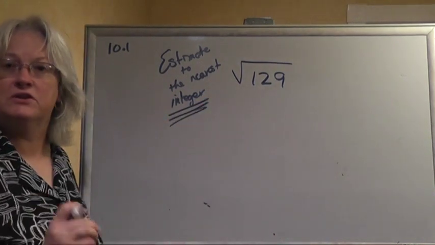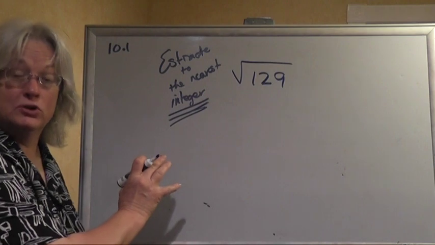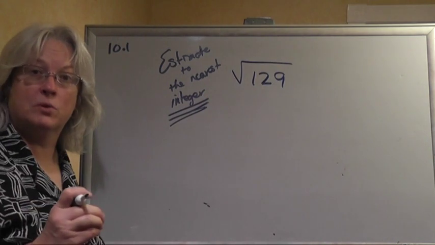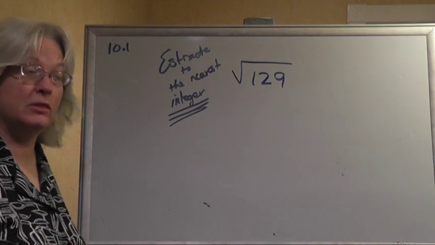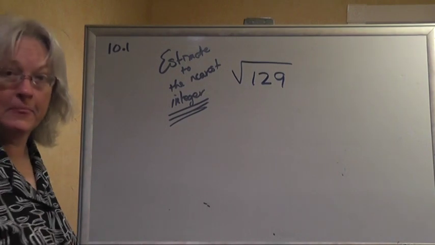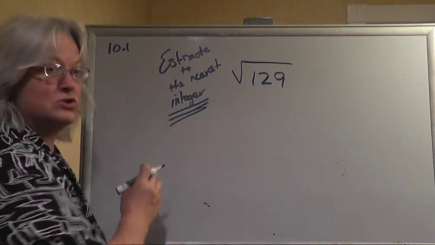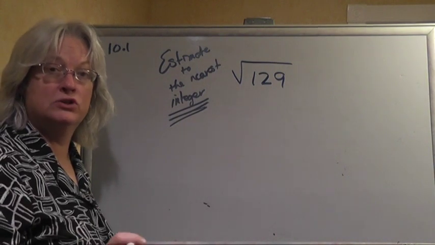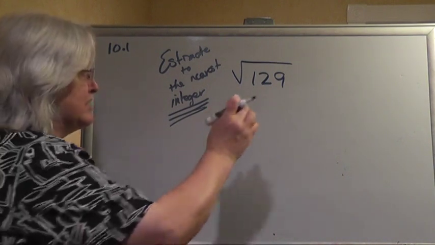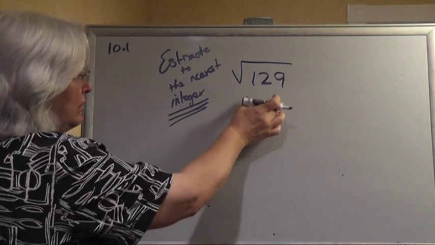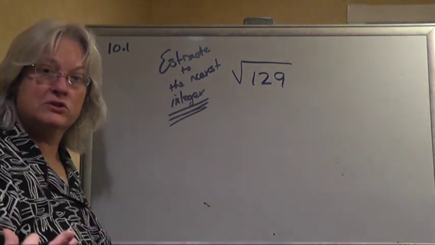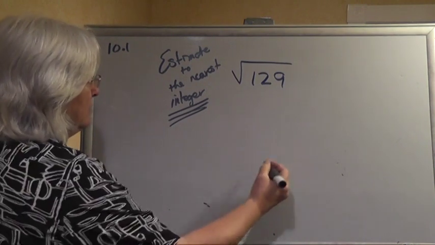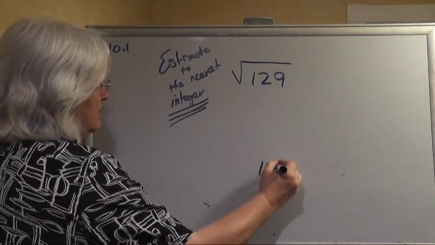The difference here is that they're asking you to estimate to an integer. What we did with the square root of 7 initially was it asked you to estimate to the nearest tenth. You have to use a calculator for that. With the integers, you simply use your knowledge of perfect squares. And you're looking for a perfect square that is less than 129 and a perfect square that's greater than 129.